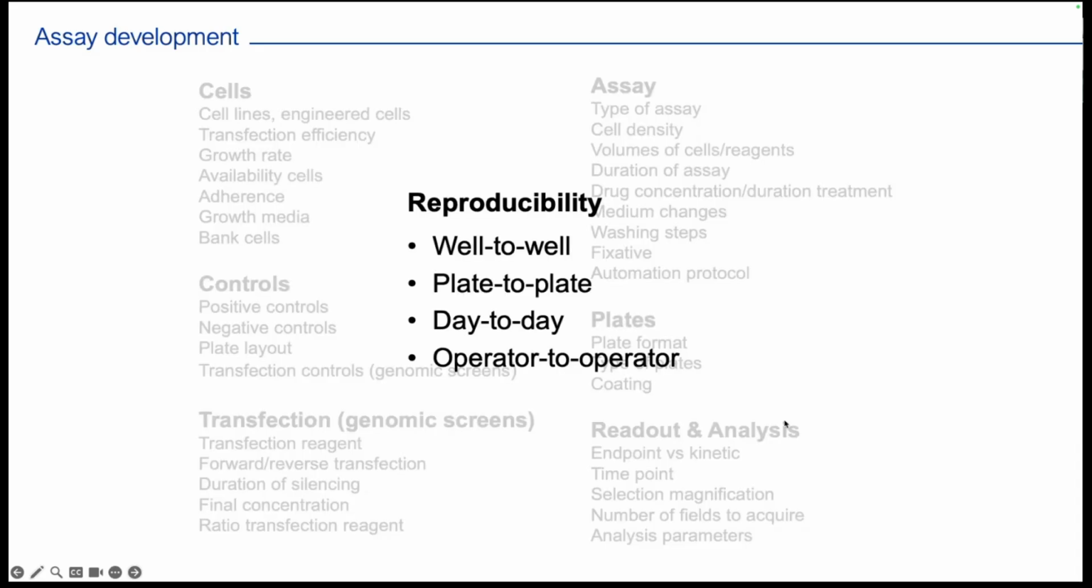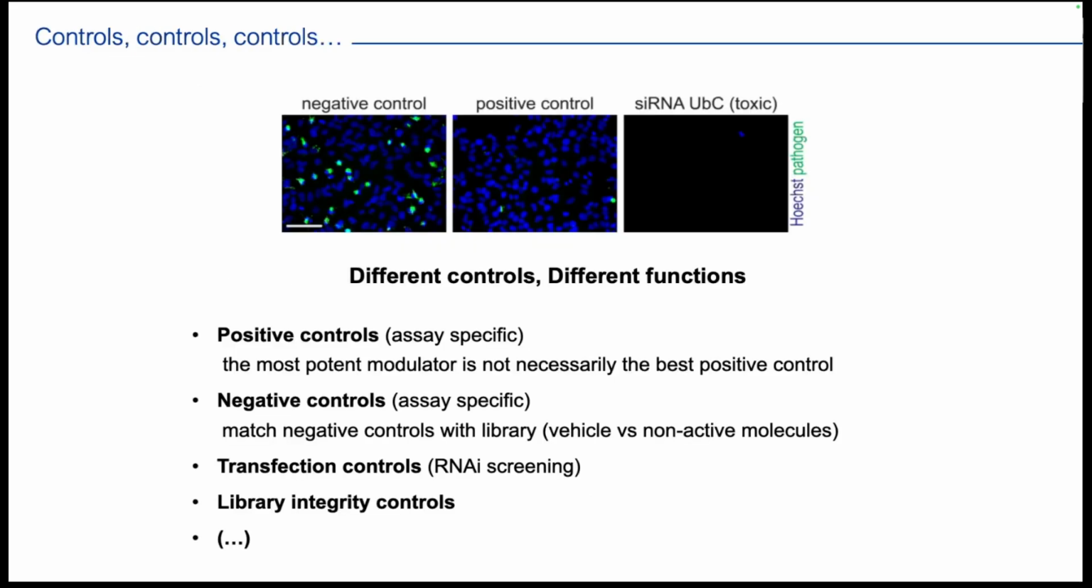The aim is to get this as reproducible as possible, from well to well, from plate to plate, from day to day, and if possible, even if it's a different person doing this. But typically, it's not the case. But we need this reproducibility because, especially for the large-scale screenings, these are not run in one batch. So these are run in multiple batches across different weeks. So if the batch from the first week is very different from the batch from the second week, then we cannot compare, and then this will affect the outcome. So we really need reproducibility here.